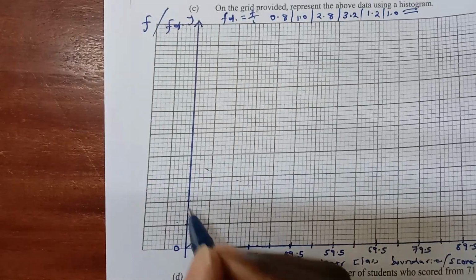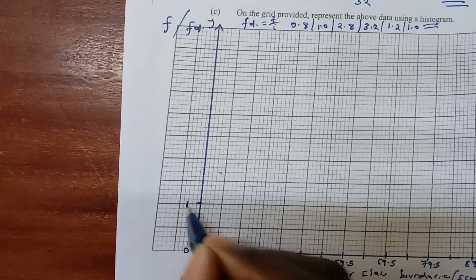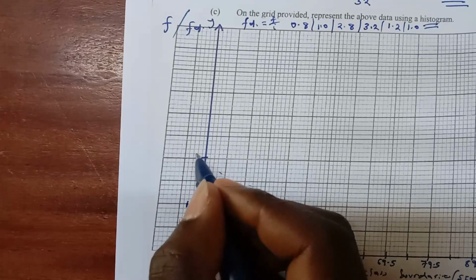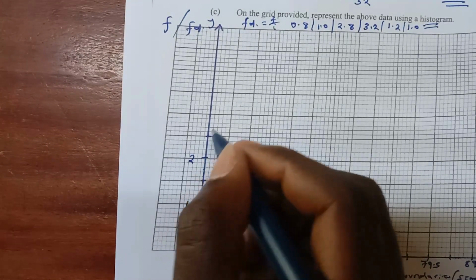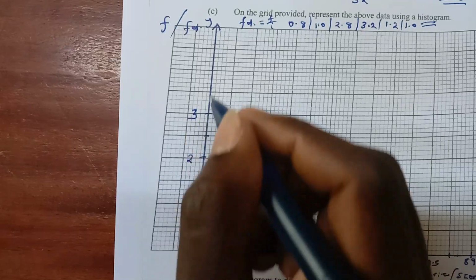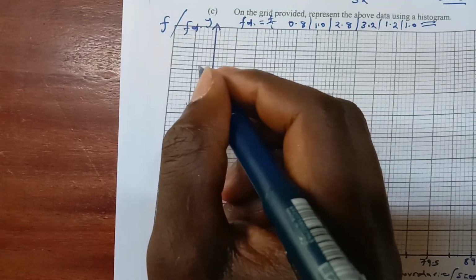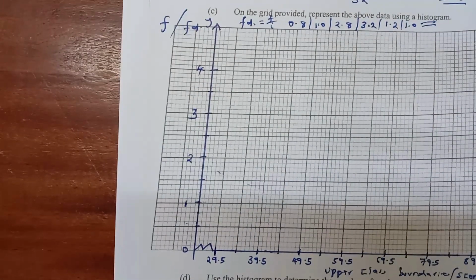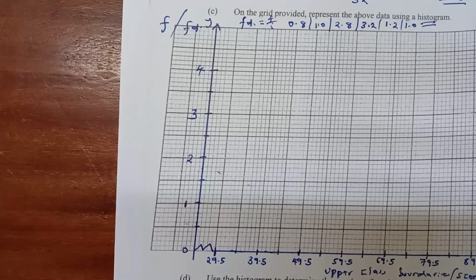So after 2, here I'll have 1. After 2, I'll have 2. After 2, I'll have 3. Then after 2, I'll have 4, like that. That is for someone who is using frequency density.